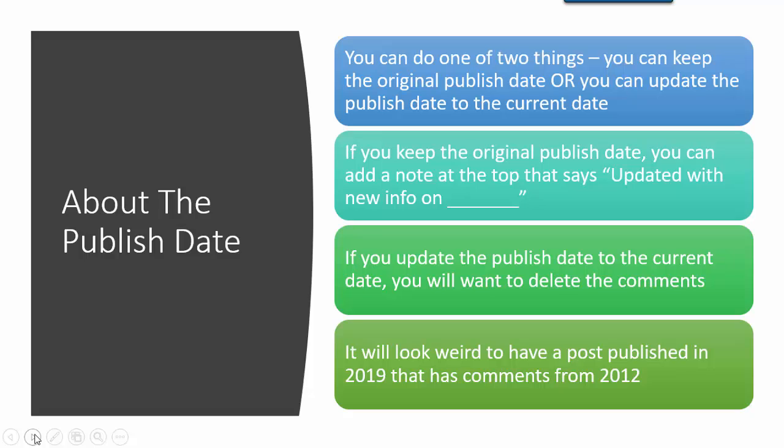Now, if you decide that you want to update the published date to the current date, you want to delete any previous comments on that post. Again, if someone's looking at it and the date on it says published in 2019, and they read through it, and then there's comments on it that are dated from 2013, that looks really weird. So if you're going to give it a new published date, which you totally can, and it adds fresh content to your blog, then just delete the old comments.